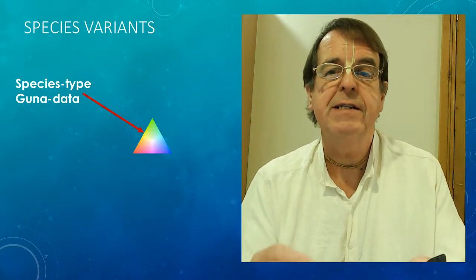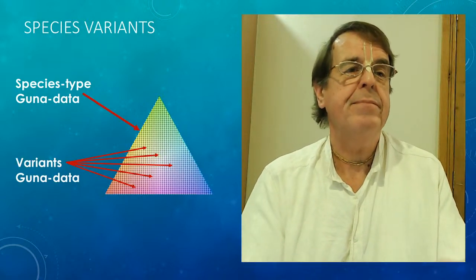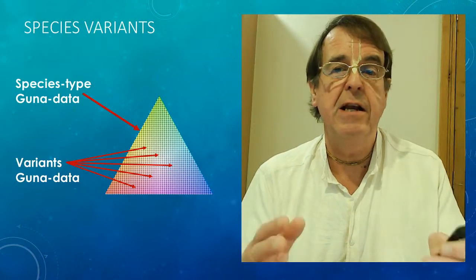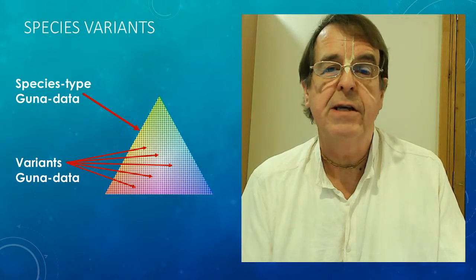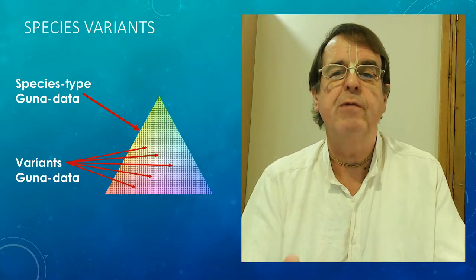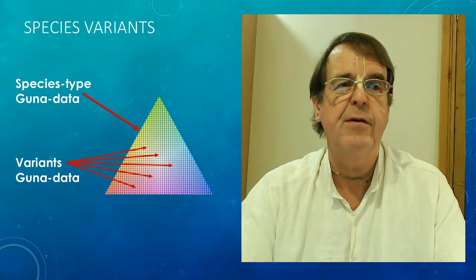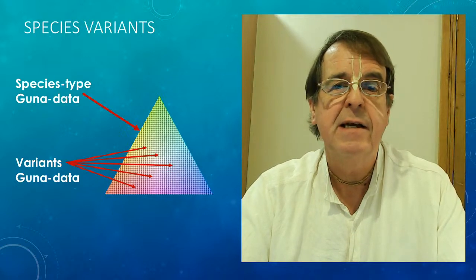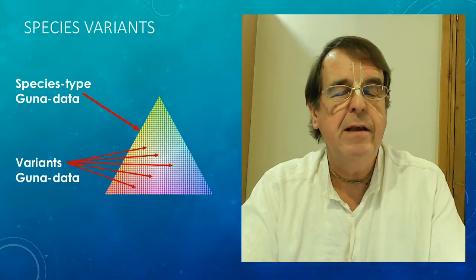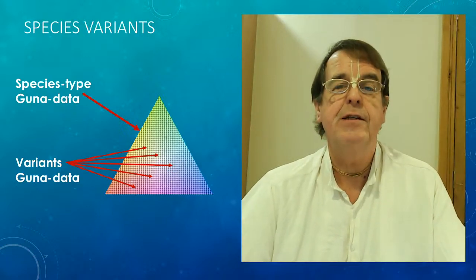The spectrum within each of these tiny triangles represents the range of variants that can be produced within that own species type. So here it is enlarged with a grid of dots. Each dot, and this is just figurative and illustrative, is meant to represent a more detailed specification of the GUNA-DATA. You've got an overall set of GUNA-DATA for the species type, but within that there will be more detailed specifications. And those detailed specifications will of course fit within the overall parameters of the species type.